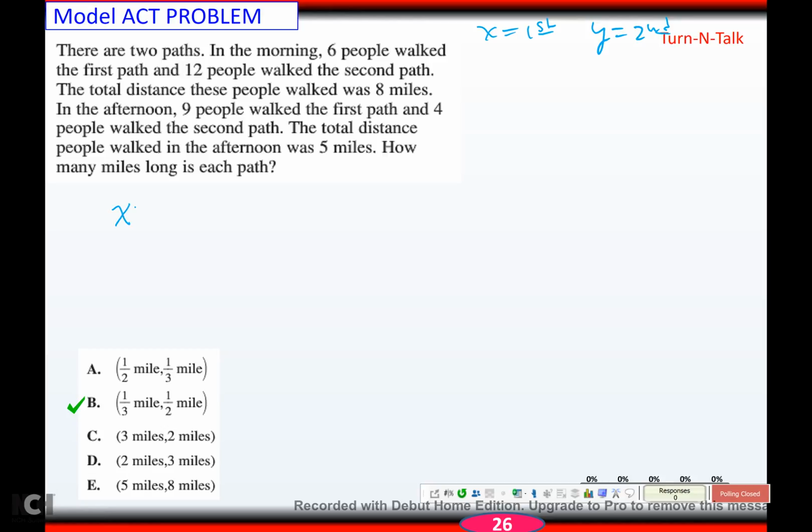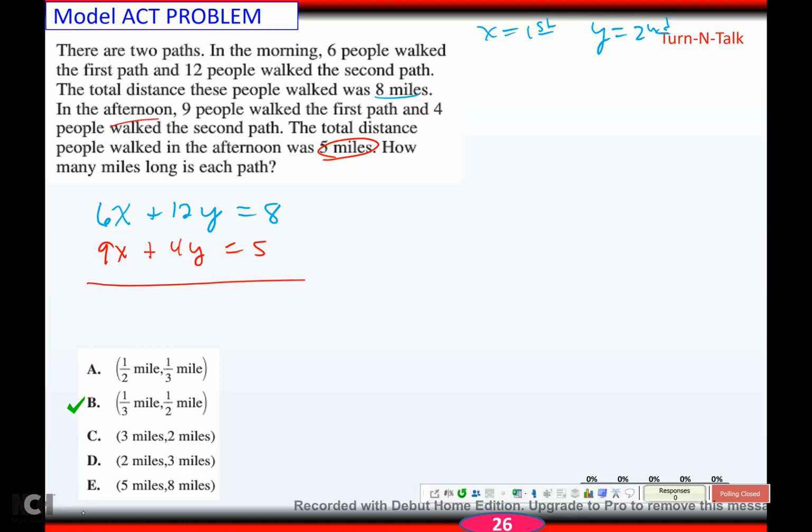Well, they gave us 2 sets of information. They said that the first path, 6 people walked the first path and 12 people walked the second path. And that distance was a total of 8 miles. My second equation is talking about the afternoon. 9 people walked the first path and 4 people walked the second path, but that total distance was only 5 miles. So if I solve this system, X will tell me how many miles long the first path is, and Y will tell me how long the second path is.